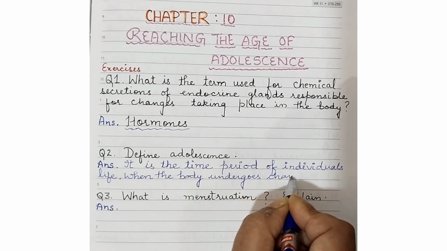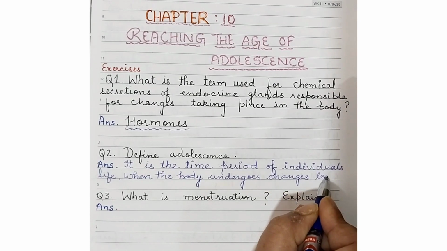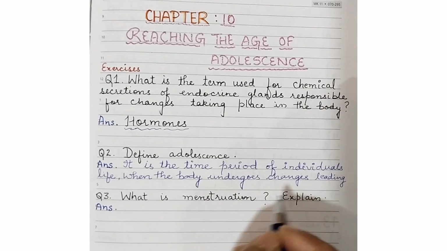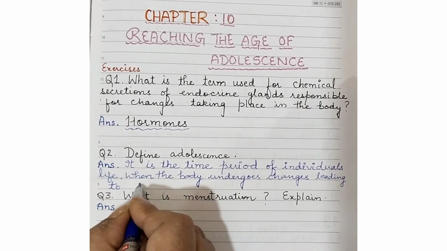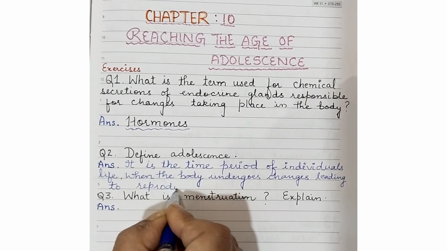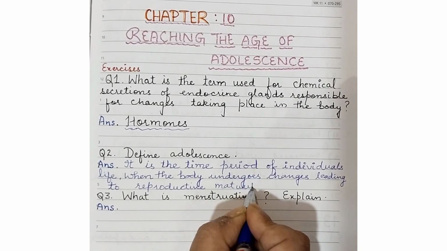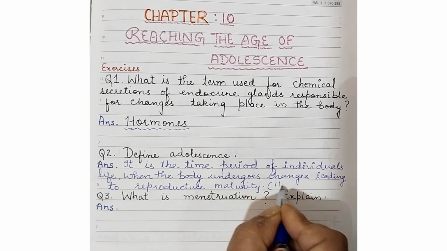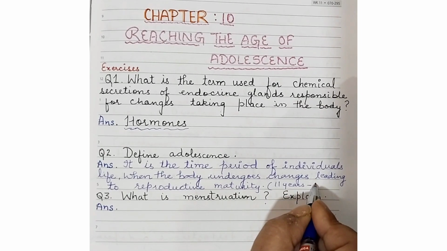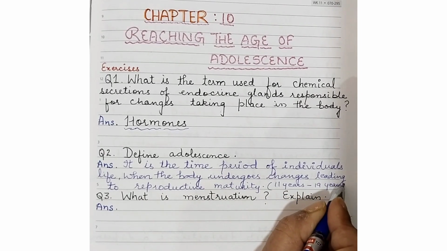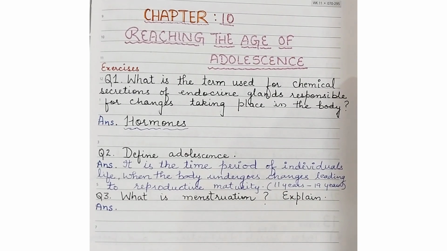Our human body undergoes various changes during this period, and this period is also known as puberty. The specialty of this period is that the reproductive organs mature. Their development takes place during this period of time. So it is the time period of an individual's life when the body undergoes changes leading to reproductive maturity, and its time period is 11 years to 19 years. I hope you understand what is adolescence. The other name for this term is teenagers.